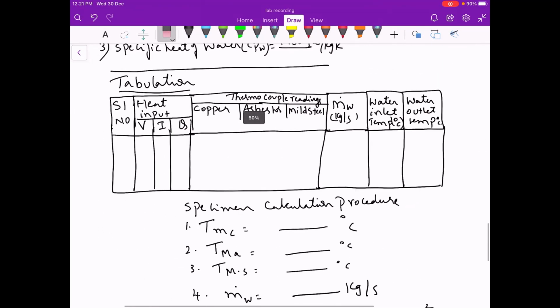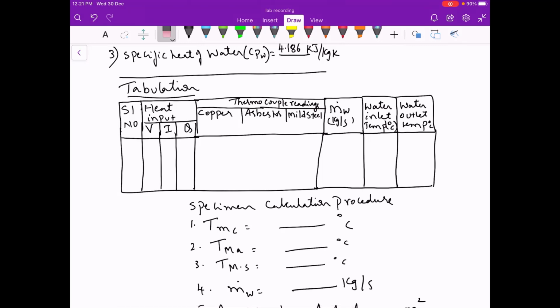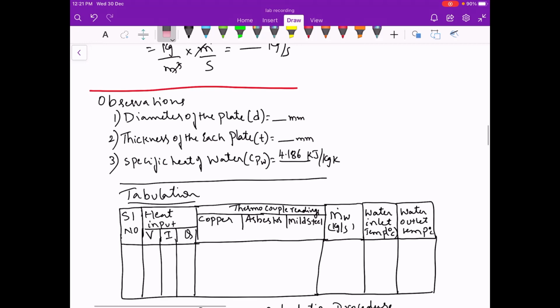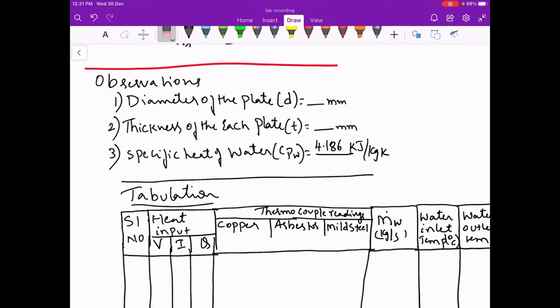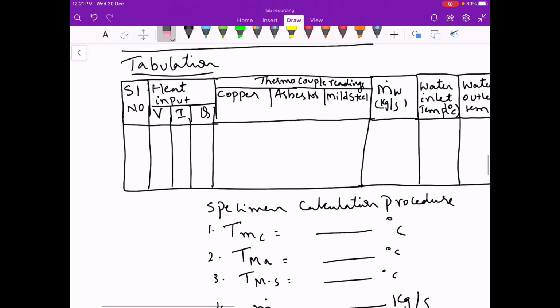Hello students. So I hope you have understood the experimental part, how to carry out experimentation. Now these are the observations. Please have a look at it. These are the observations you are supposed to take. Be ready with it before actually going into the experimental setup. Not many observations are there, only the diameter of the plate and the thickness of the plate. Cp of the water, you already know what it is.